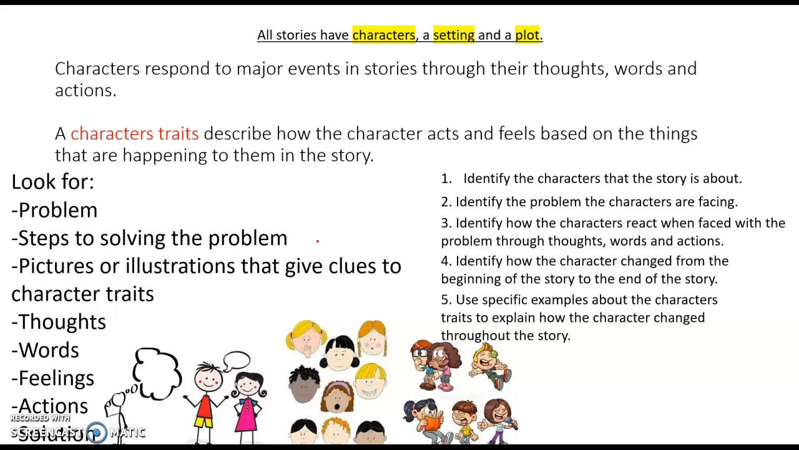So today we're really going to be focusing on identifying the character's traits. So today we'll be focusing on identifying those characters. We'll identify their problem. And we'll start to identify how they're reacting. Okay? So today we're going to read part of a story, and we're going to start identifying their thoughts, their words, their feelings, and their actions.